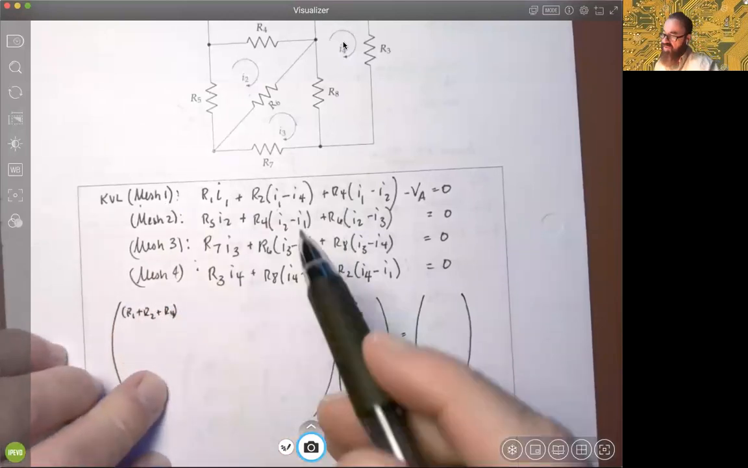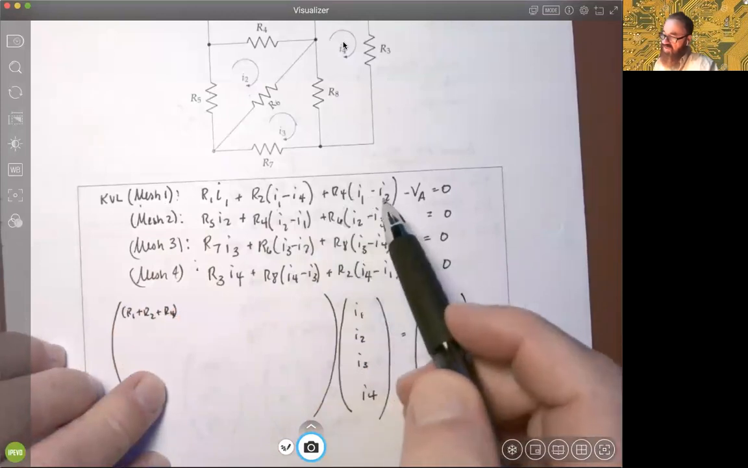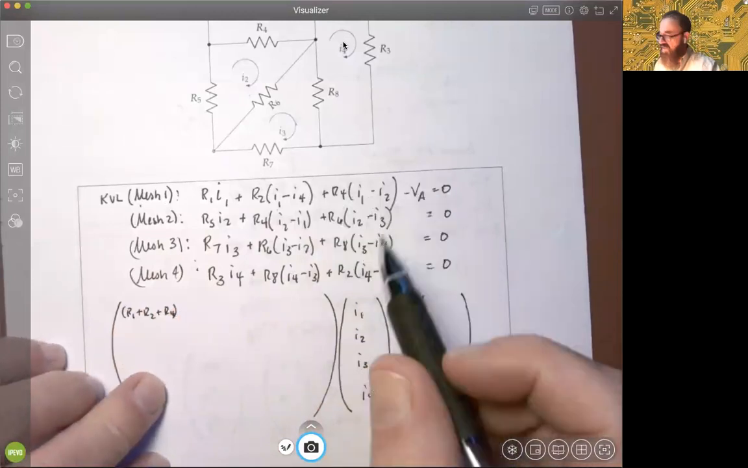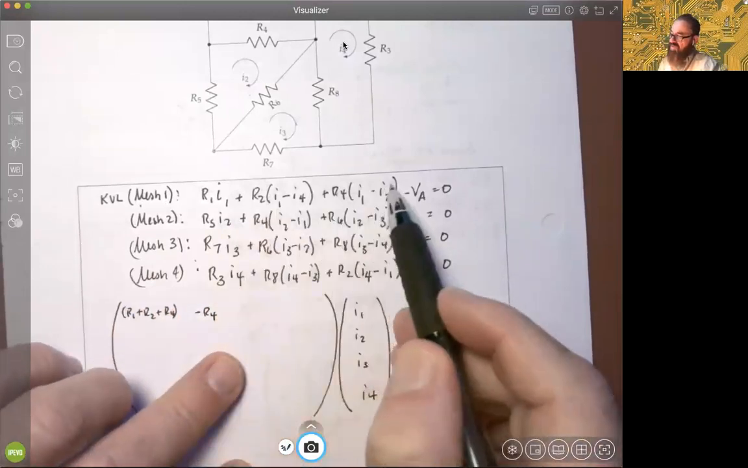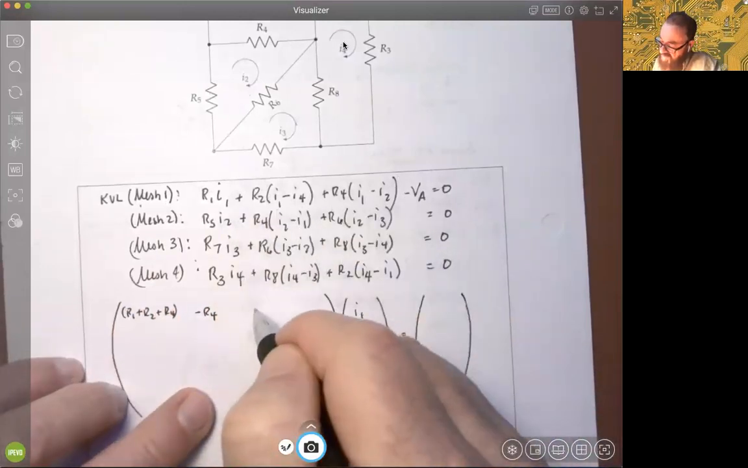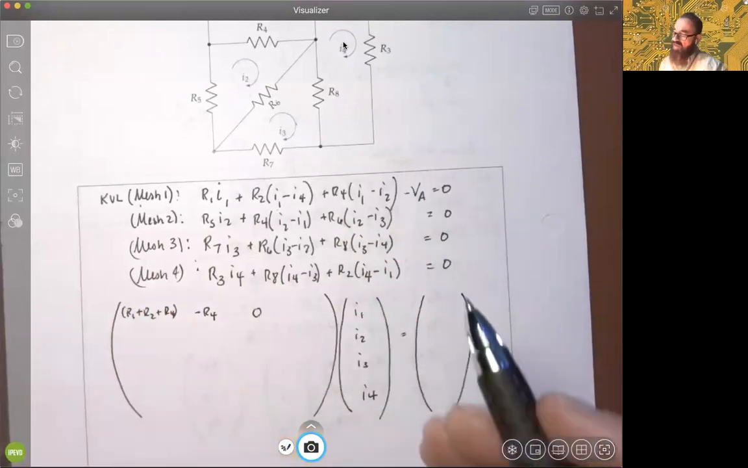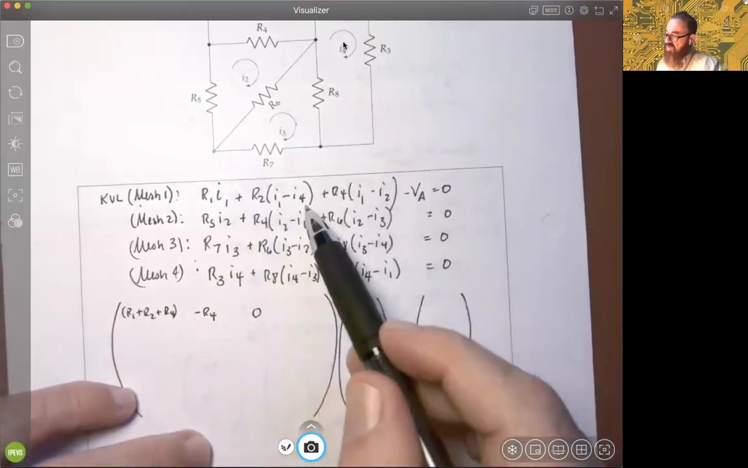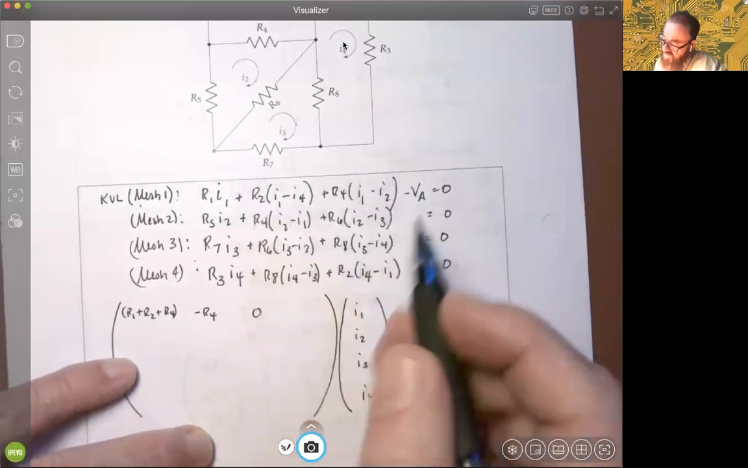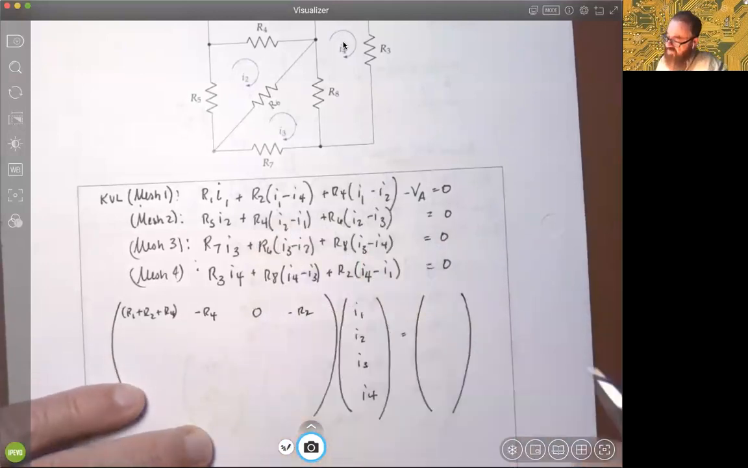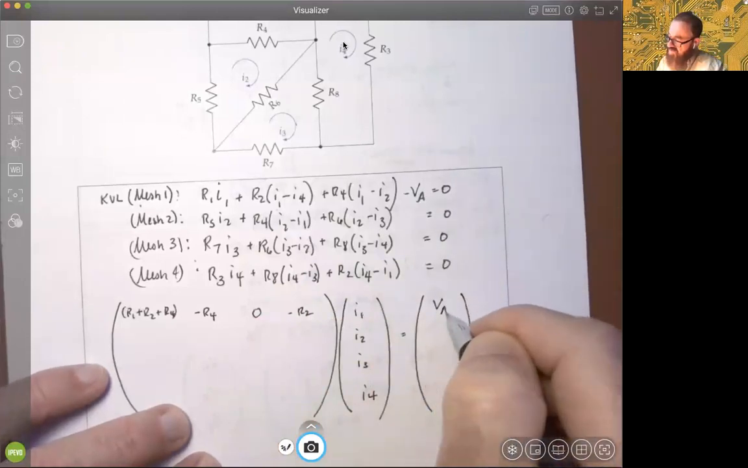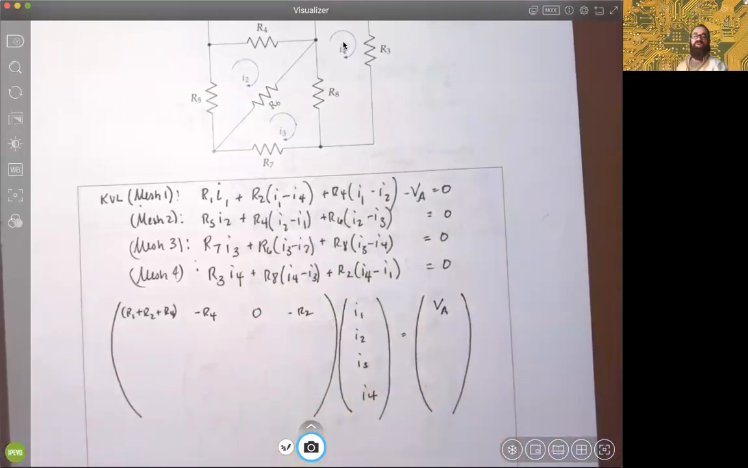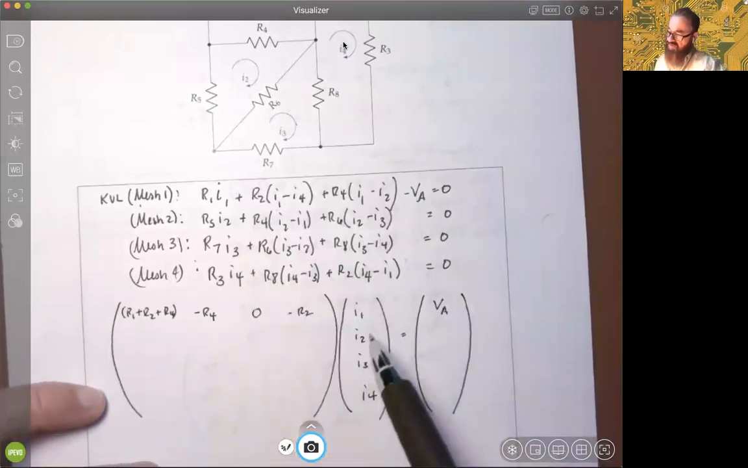The second component: do we see any coefficients for I2? Yes, we do. We have a negative R4. Do we have any I3s here? No, we don't. So there'll be a 0 in that position. And then we ask, are there any I4s in here? Yes, there's 1, and the coefficient would be minus R2. And again, this constant would be pulled over to the other side. So there's your first row of your matrix equation. Let's do the same thing now and continue on.